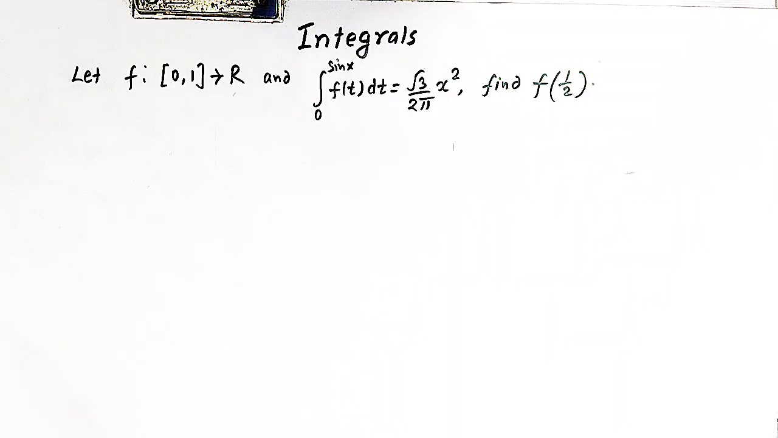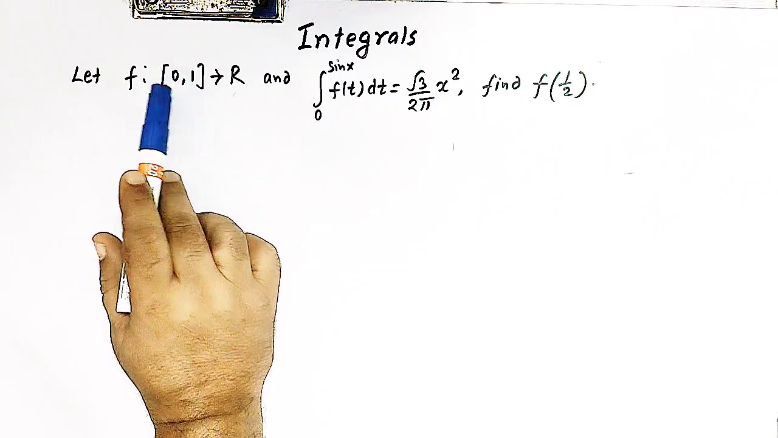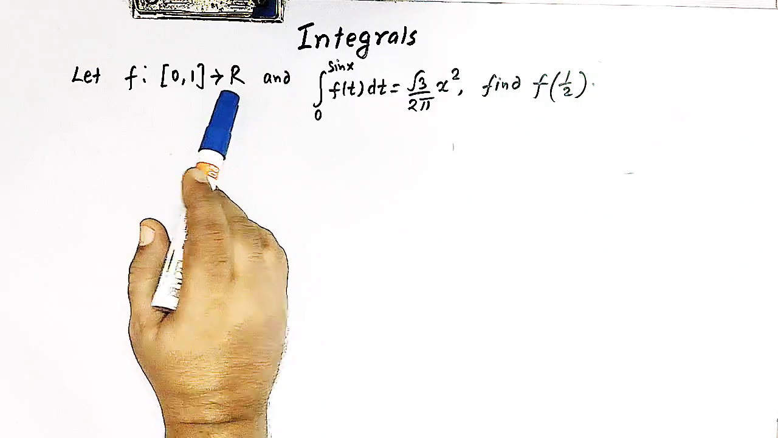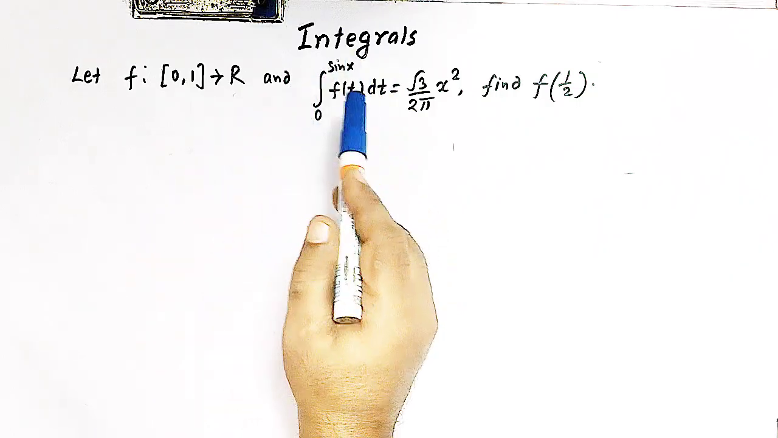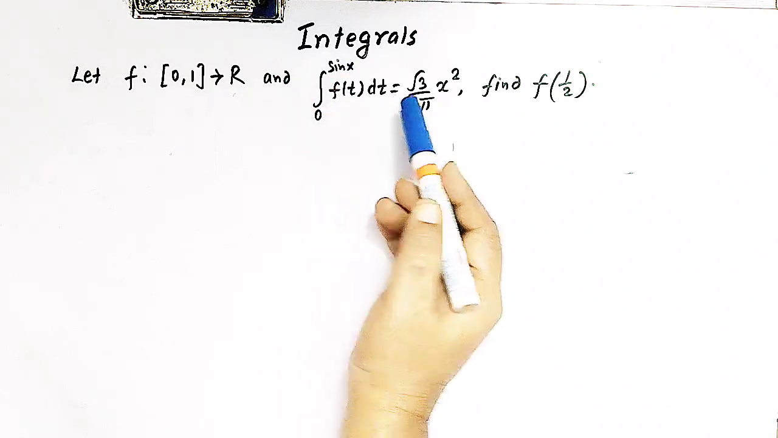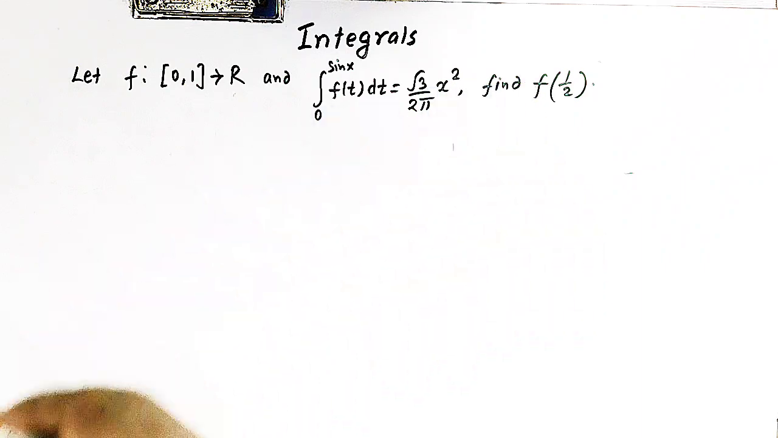Hello viewers, in today's session we are going to discuss another important and very conceptual problem from definite integrals. We are given a function f defined from the closed set [0, 1] to the set of real numbers, and we are given the integral from 0 to sin x of f(t) dt equal to square root of 3 over 2 pi times x squared, and we have to find the value of f(1/2).